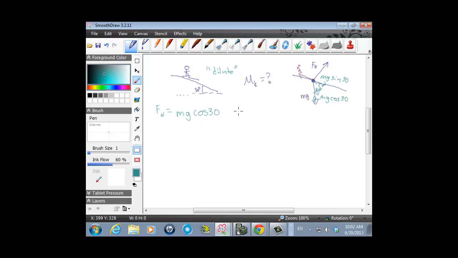Okay, how about parallel to the plane? What forces do I have? You have friction going back, and mg sine 30.